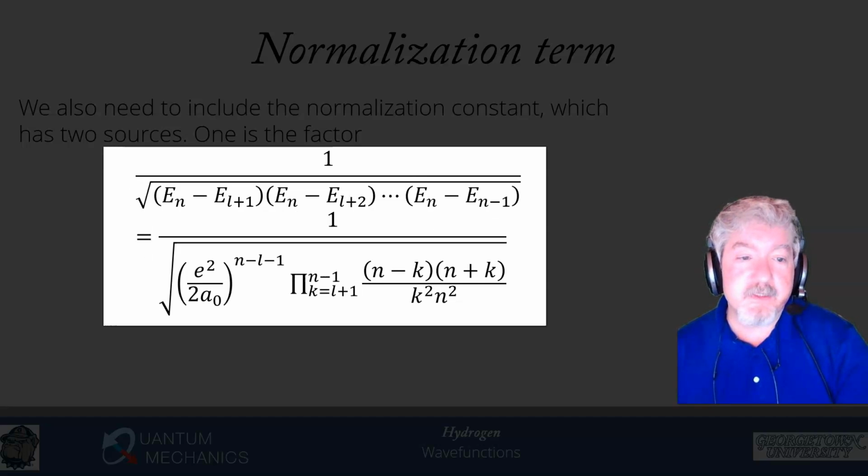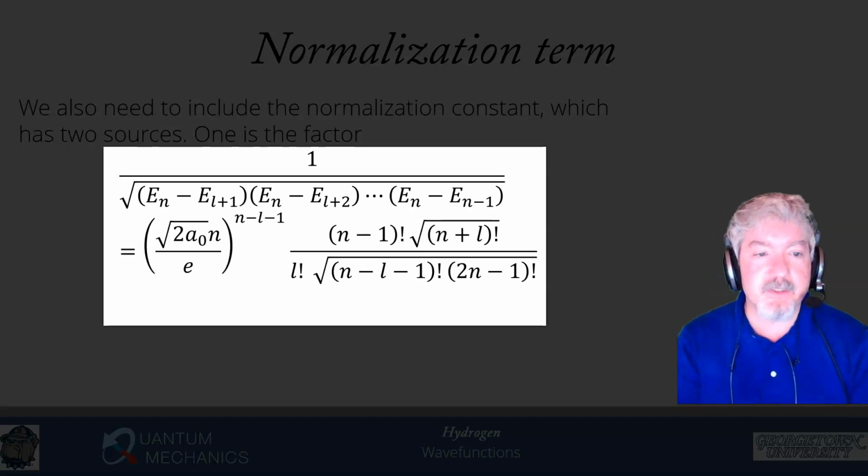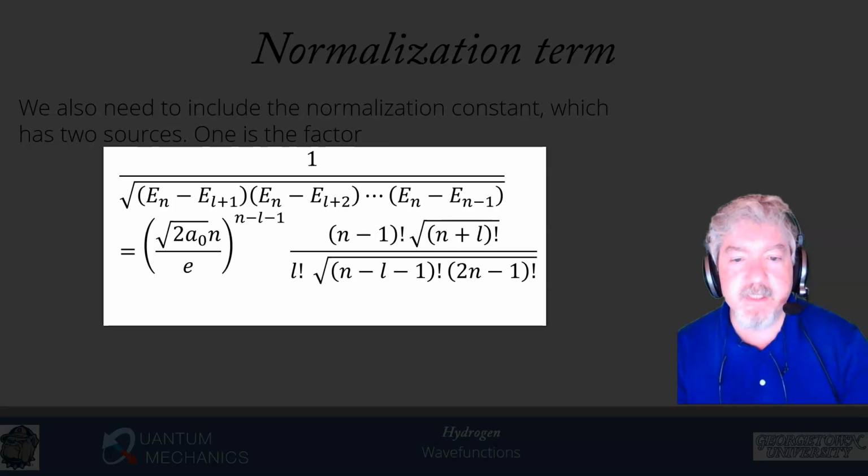And we have to remember that there's an overall square root, so I'm taking into account that square root as well. And I'm putting things into the numerator that were in the denominator and so forth. And we get this result. We get square root of 2a0n divided by e times n minus l minus 1 raised to the n minus l minus 1 power. We get n minus 1 factorial square root of n plus l factorial divided by l factorial square root of n minus l minus 1 factorial times 2n minus 1 factorial. Okay, kind of a mess.